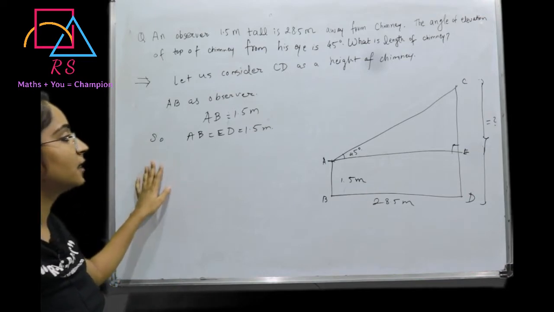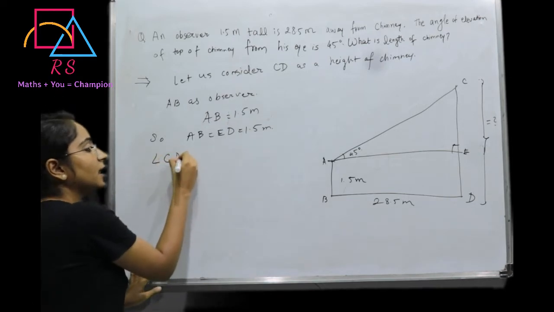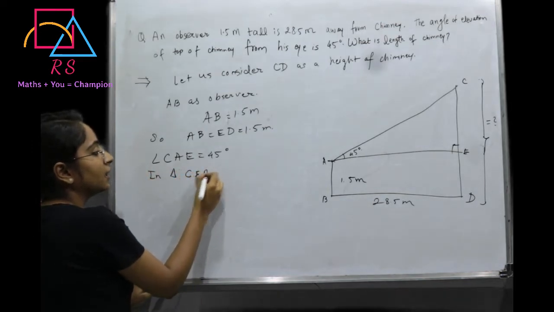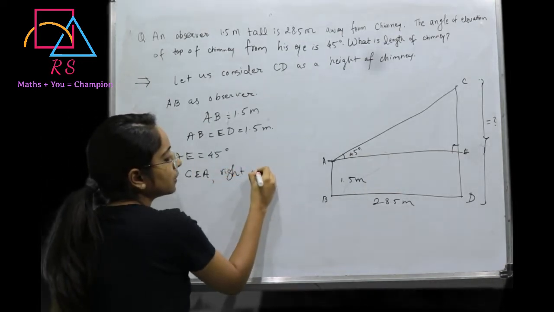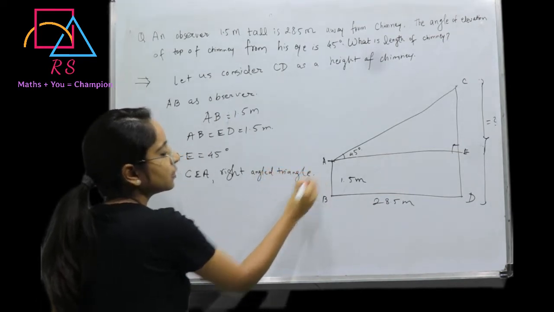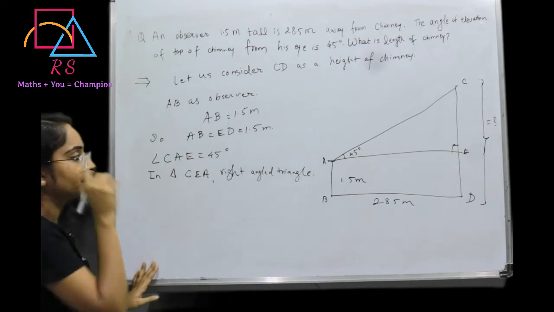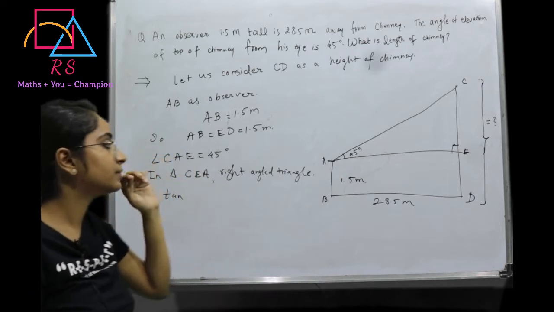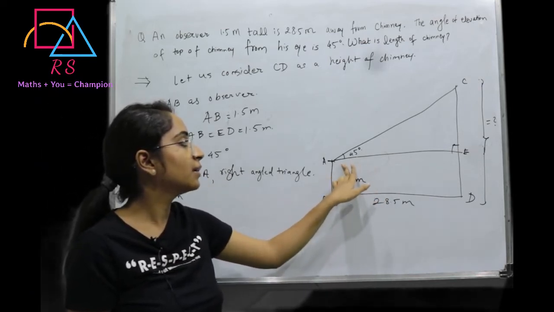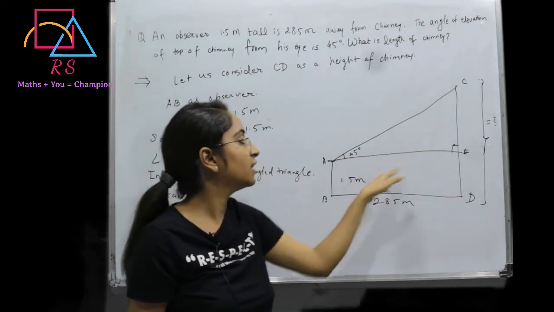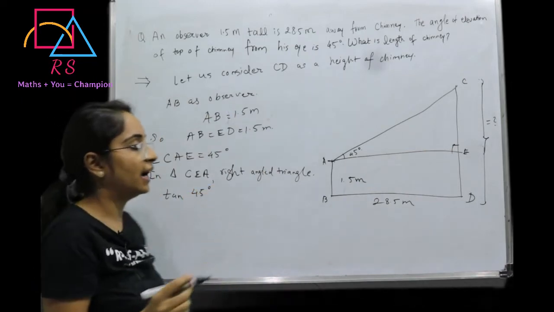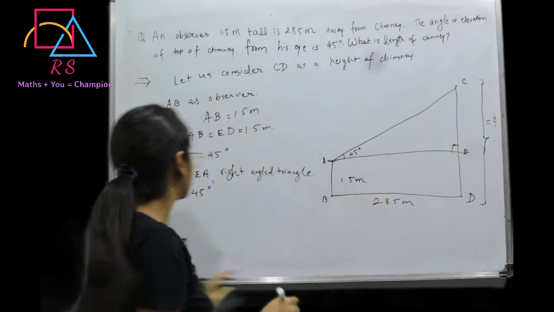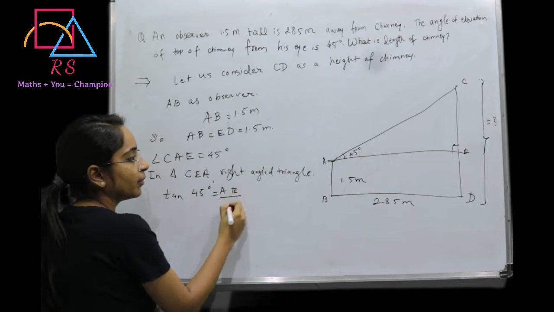Now further I will write the next part, which says that the angle of elevation, angle CAE, is equal to 45 degrees. So in triangle CEA, which is a right angle triangle, we can apply the values of trigonometric ratios, means we can apply the formula of tan 45 degrees, which is CE upon AE. I will first apply that, because I need to find the height of the chimney, which is CD. So CD, first of all I will consider it as H.